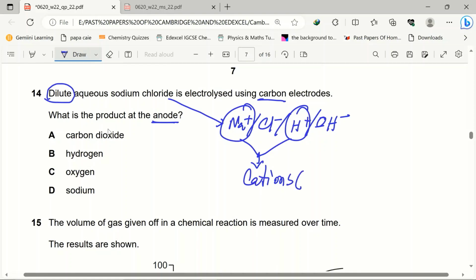Cation means positively charged ion. So they will go to the negative electrode, which is the cathode. How will we remember cation? Cat has paws. We sometimes say cat has paws. That's why cation is positive, in order to remember.